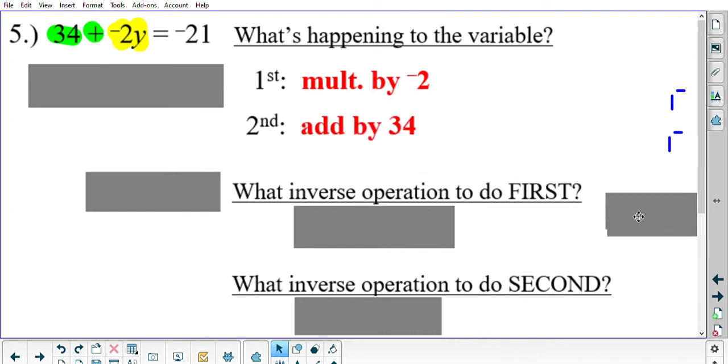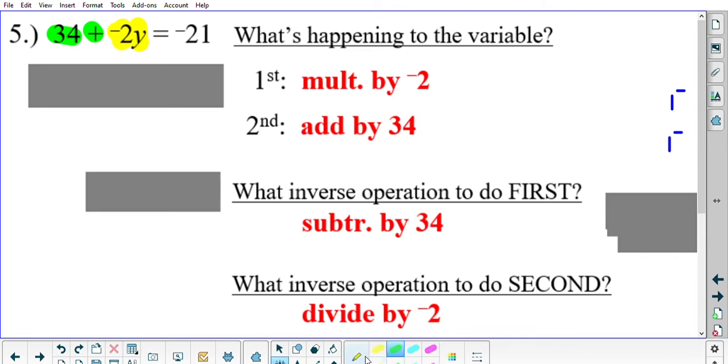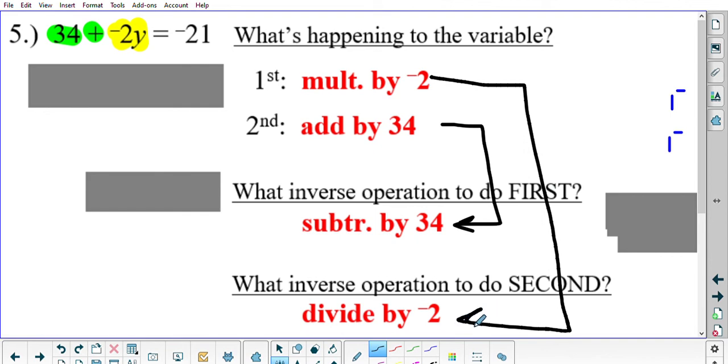If you messed up on that part, then you're going to need to fix number 5. Hit pause on the video if you need to and fix whatever you need to fix. Okay, for those of you who needed to hit pause and fix everything else, hopefully you did that. The first inverse should be subtract by 34. The second inverse should be divide by negative 2. As I've said before, what was last will be inversed first. What was first originally having the variable will be inversed last.